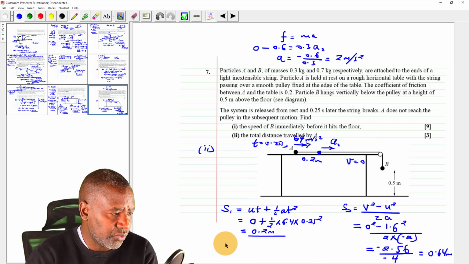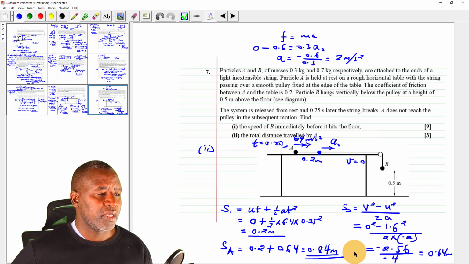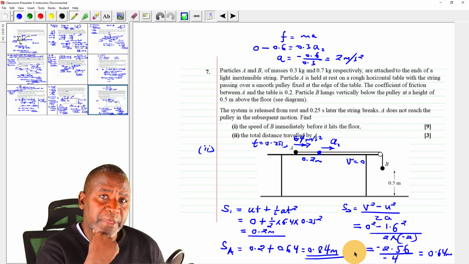So the actual distance that is covered by A is equal to 0.2, that is S1, plus 0.64, which is S2, and this is what gives me 0.84 meters. And that is how you would work out the last question in this paper.